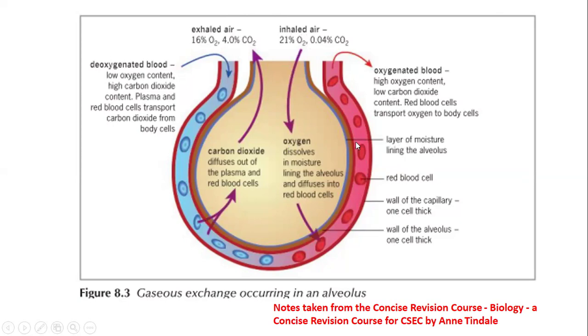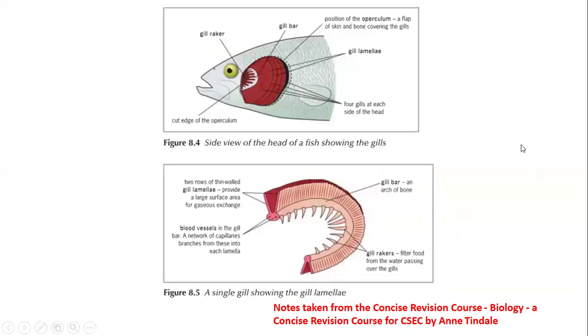This is a layer of moisture. Moisture basically helps the oxygen to be dissolved, so it can be better diffused into the body where necessary. We have the red blood cell and the wall of the capillary, one cell thick. One cell thick means that it's thin enough to facilitate diffusion, guys. So yes, guys, let's look at the image and let's get this done. Get your diagrams labeled properly for the exam.